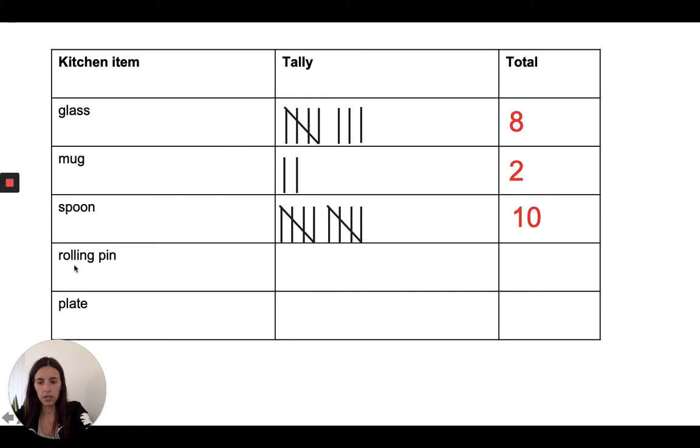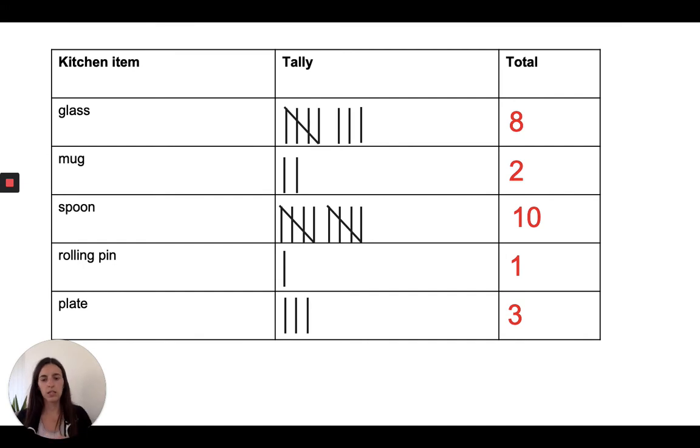The next item, a rolling pin. That's it, there was only 1 rolling pin, so the total is 1. And lastly, how many plates were there? 3. 1, 2, 3. Swing it round and then once more for the total number of plates. If you need to, pause the video and correct your answers.